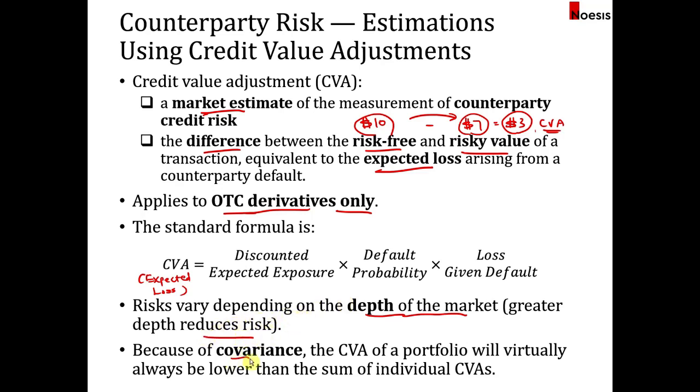Now, because of covariance, the CVA of a portfolio as a whole will always be lower than the sum of individual CVAs. This is a result of diversification.